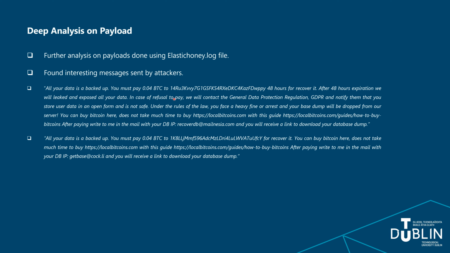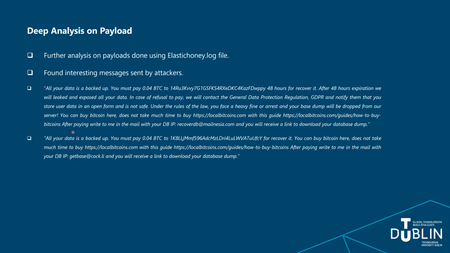And if the host refuses to pay, then the attacker will complain to GDPR, and take further actions saying that the data is not safe. The attacker asked him to pay via Bitcoin, and if the host paid the amount, then he had to send a mail, asking to send an email to recoverdb at mailnature.com to download the database dump.